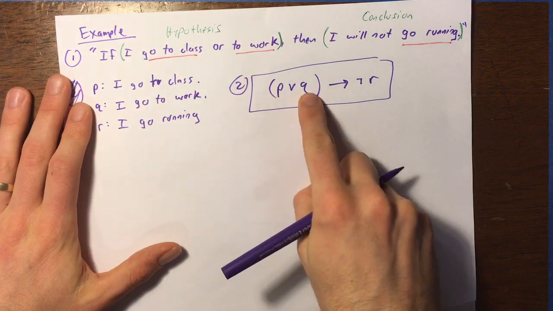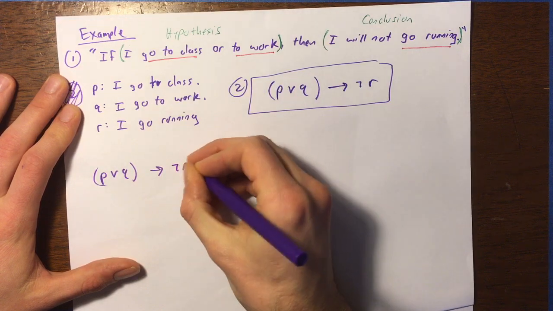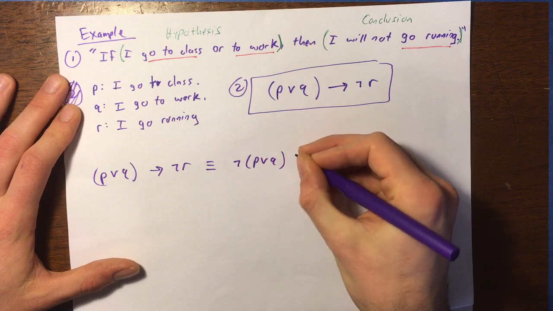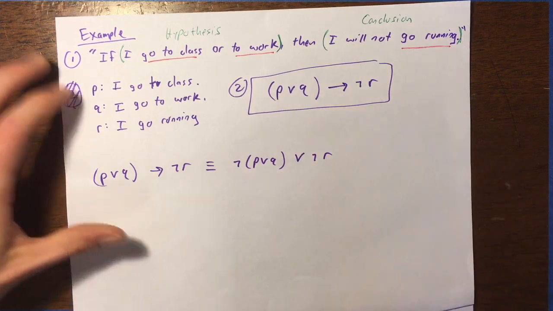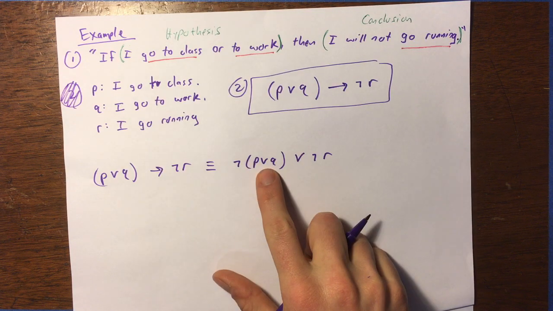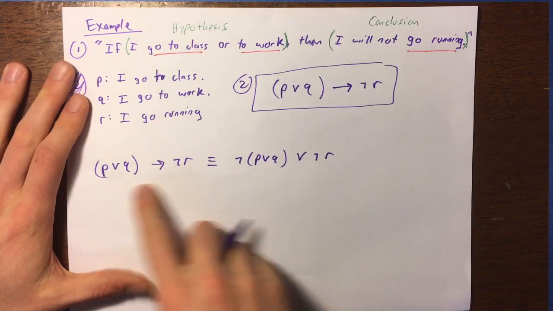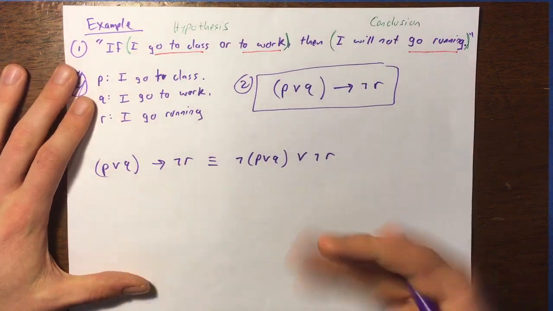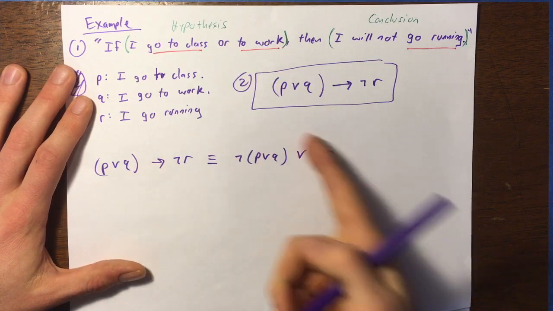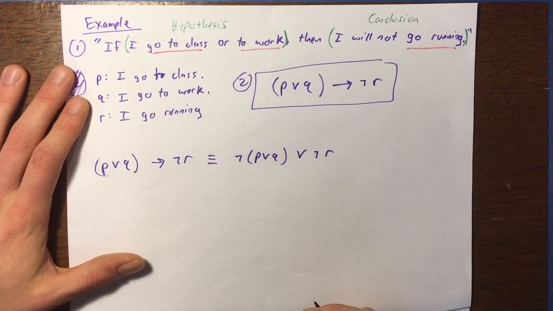Our hypothesis is P or Q. So P or Q implies not R is actually going to be equivalent to the negation of the hypothesis, not (P or Q), or the conclusion, which is not R. So we have not (P or Q), or not R. There we go. Just using that one equivalence, we've been able to write it in a way that doesn't use the arrow and instead just uses ors and negations. This doesn't even involve any ands.